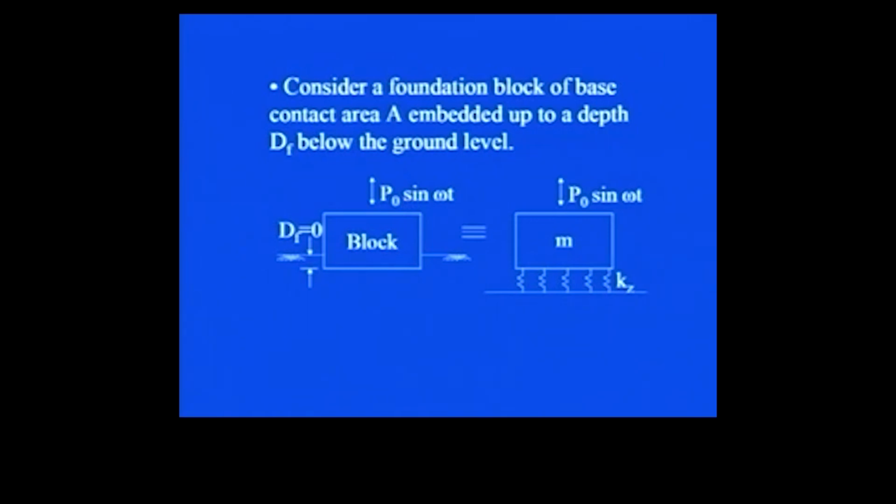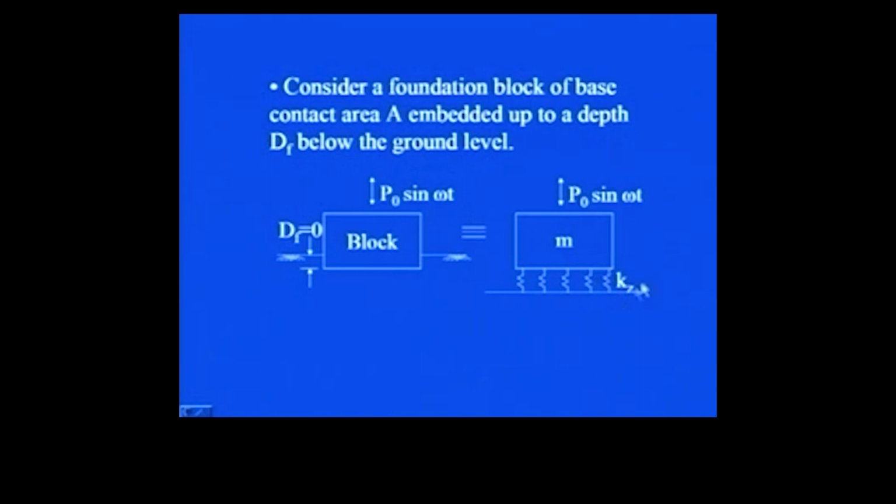Now, as I told you, this soil can be modeled as a series of springs. How it is idealized has been shown in this particular figure: the soil lying below the block has been replaced by equivalent springs of stiffness Kz. We are talking of vertical vibration of a block foundation, so the vertical direction is the z direction that we are considering. That is why this subscript z comes into the picture when we talk about the stiffness of these springs. So, this Kz is the stiffness of the spring representing the soil lying below this block.